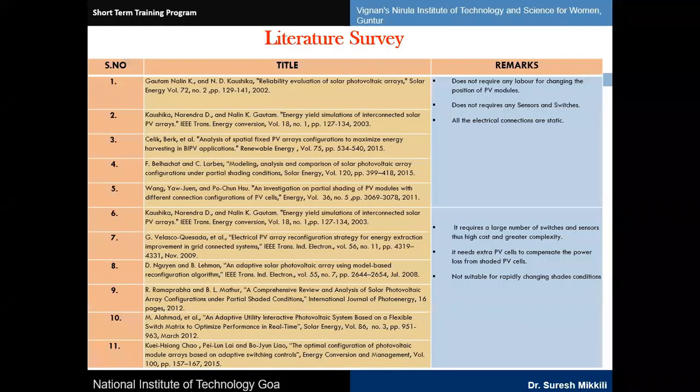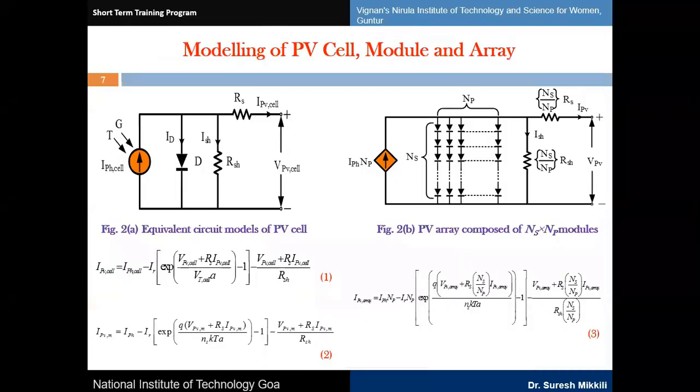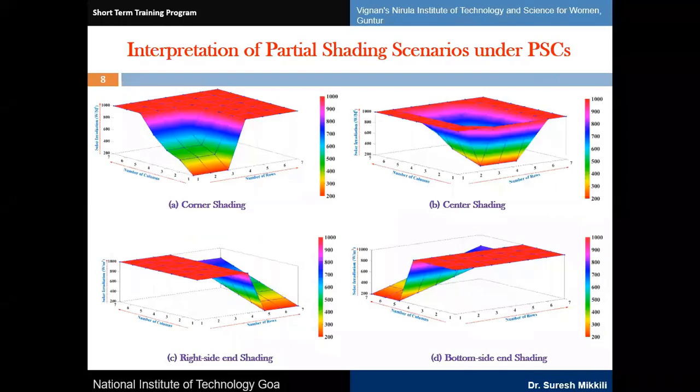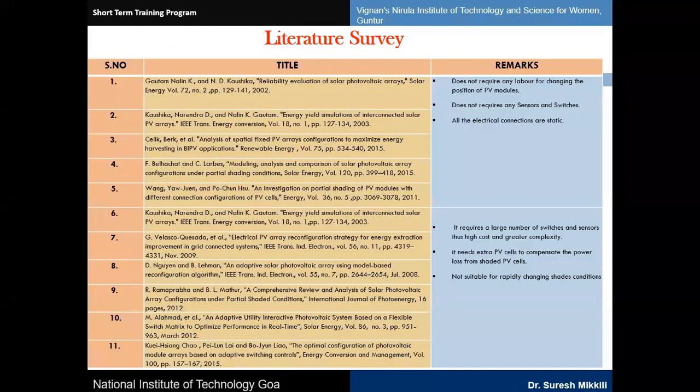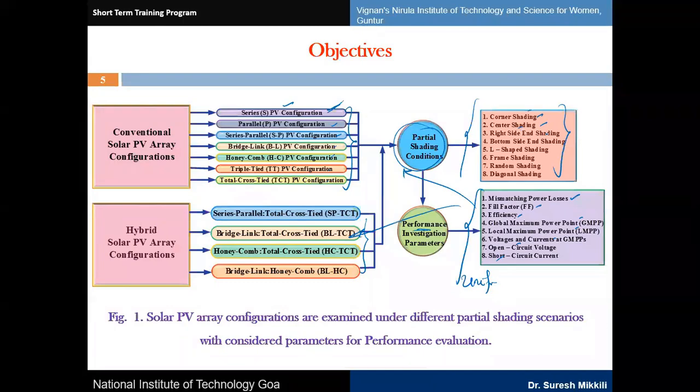There is literature on this, and all these papers relate to electrical PV configurations. When you want to design any PV module, there is an equivalent circuit of the PV cell. This is a PV cell, and this is the PV array. In the PV array, there will be a number of PV modules, Ns by Np. As I said, there are different shading conditions: corner shading, center shading, right-hand shading.